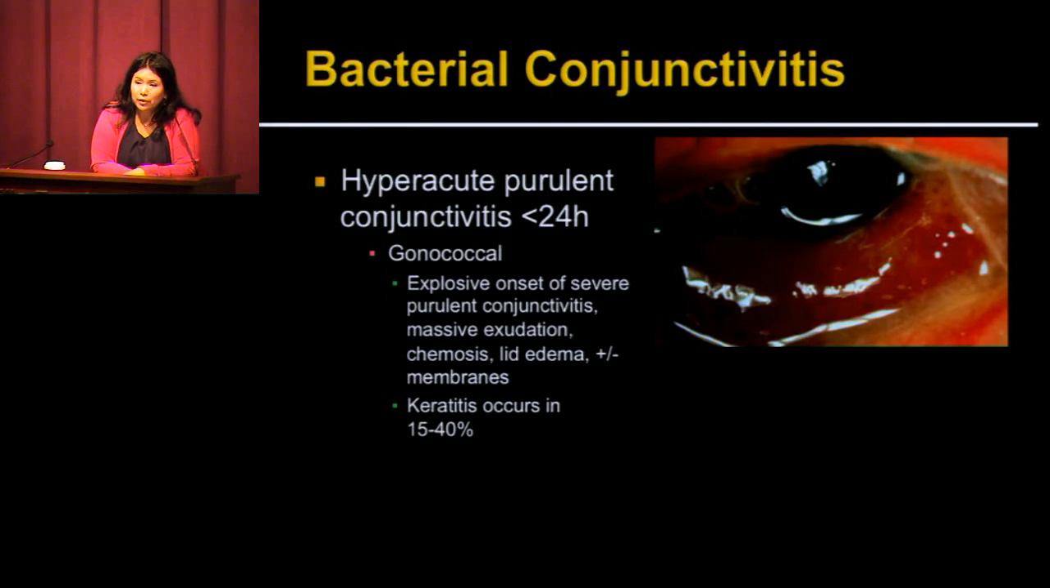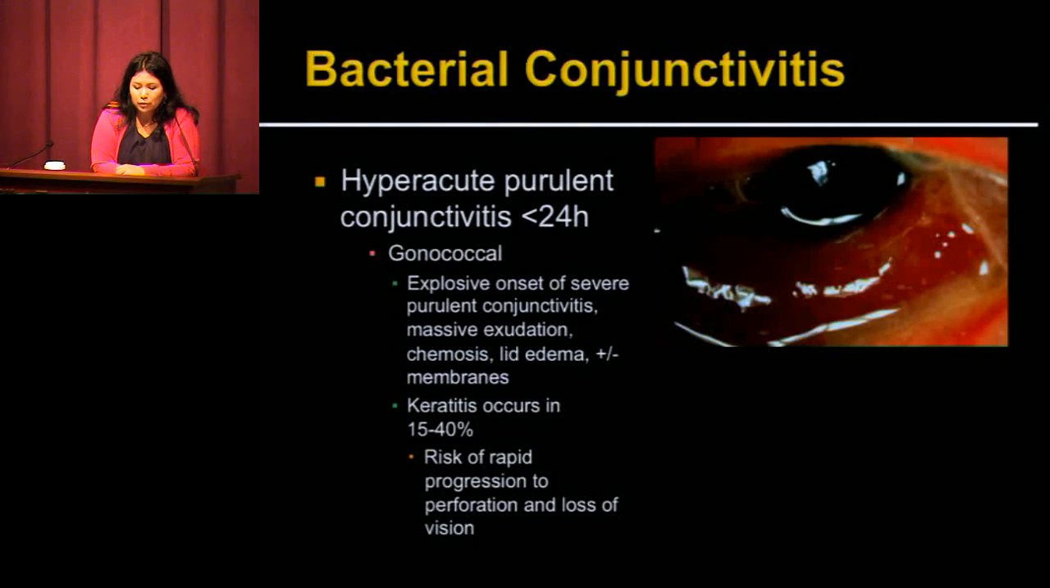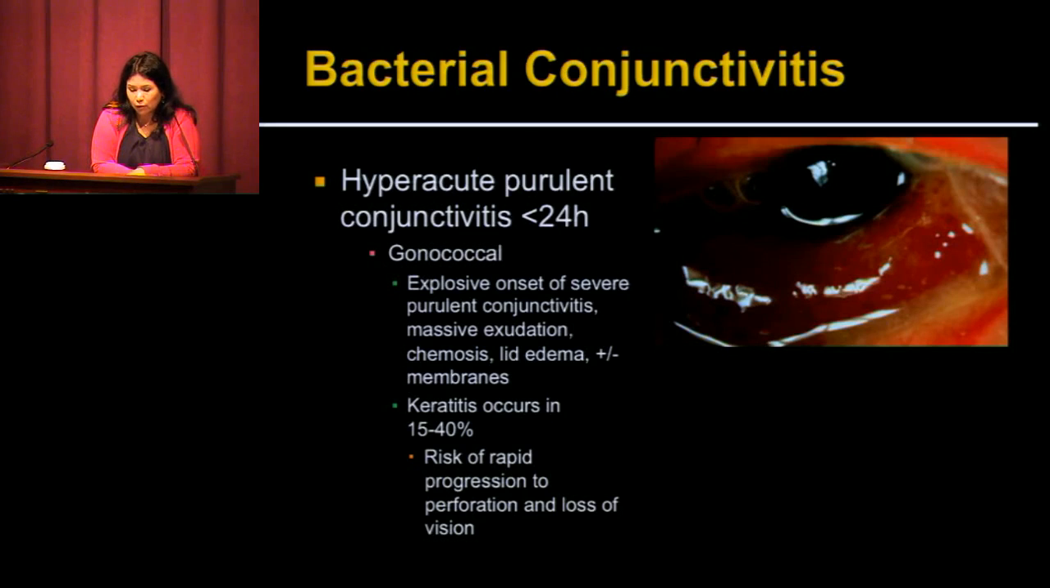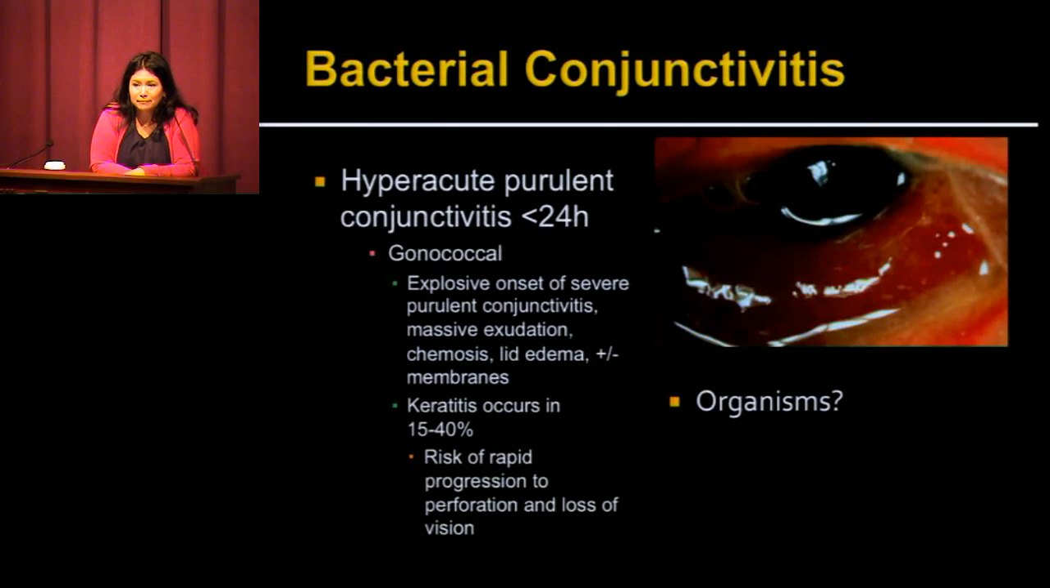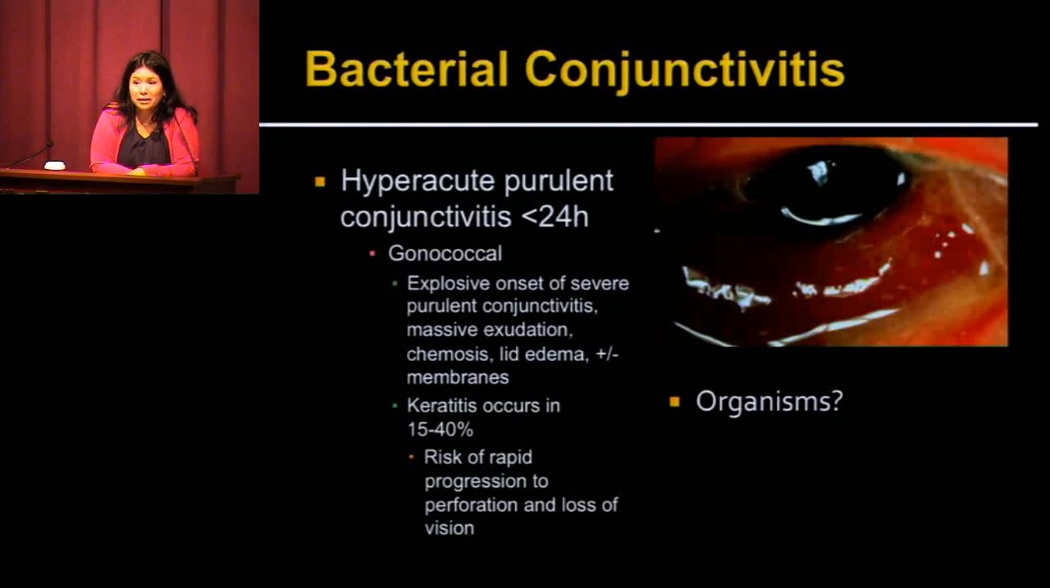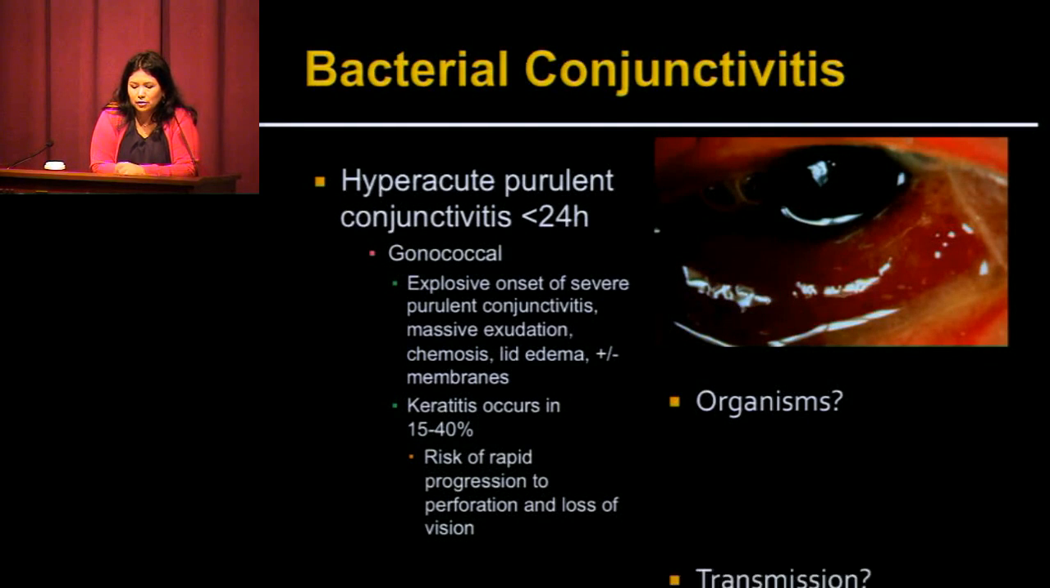Keratitis does occur quite frequently, 15 to 40%, so you always want to make sure that you're looking at the cornea and treat that accordingly, because it is a very rapid progression into perforation and loss of vision, okay? Gonorrhea does affect the cornea. So what organisms? Two main ones. Neisseria gonorrhoeae and Chlamydia. Neisseria meningitidis is the second one, the two of those.